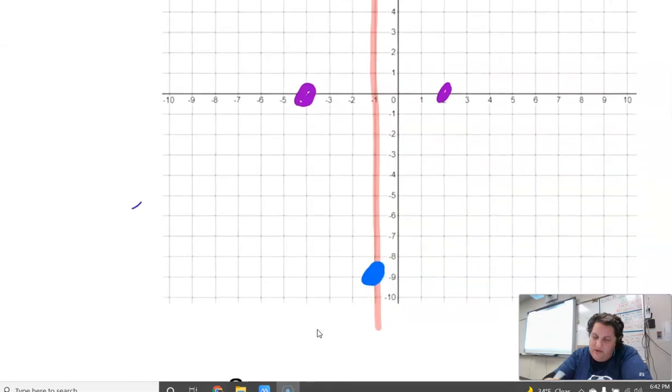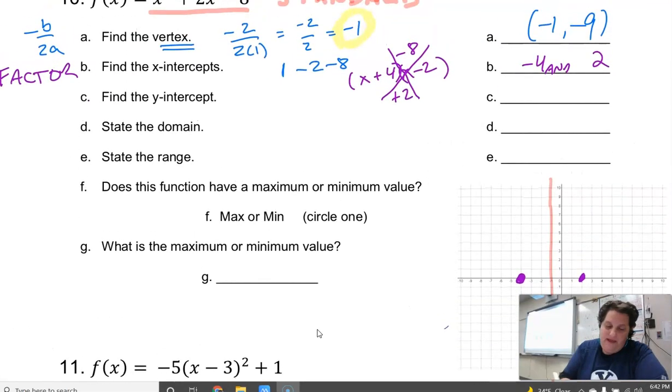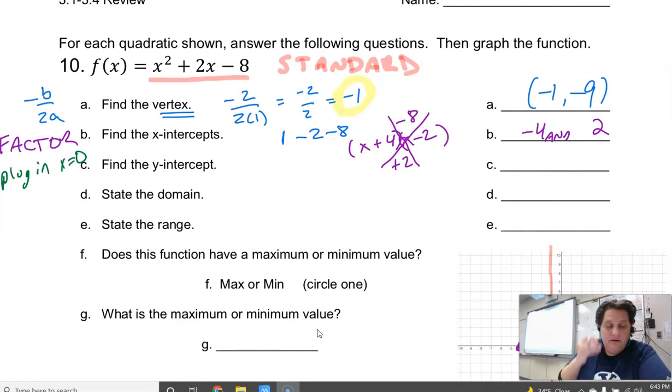If you guys look at that, are we looking good so far? We're nicely spaced out, okay? So that looks good. Okay, the y-intercept, no matter what kind of problem you're doing, you plug in 0 for x.